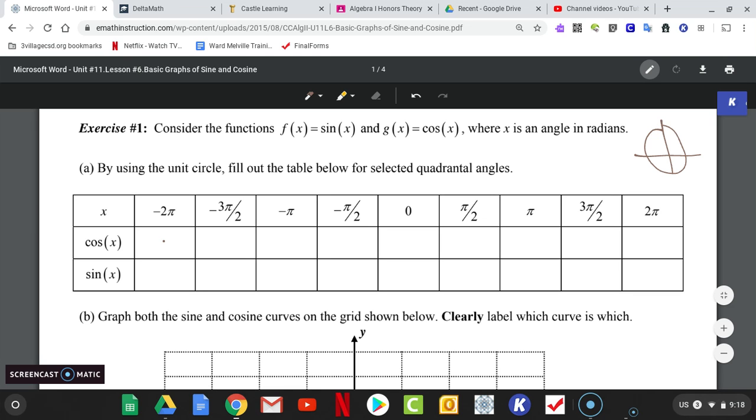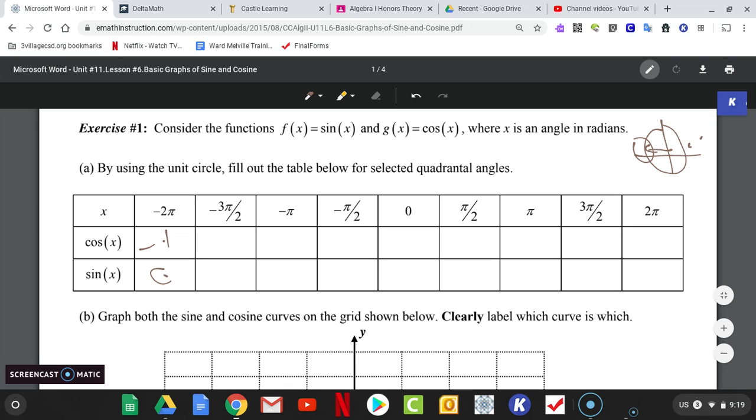What's the cosine of negative 2 pi? Well, where's negative 2 pi? Negative 2 pi is actually over here, because 2 pi is normally over here, right? So negative 2 pi is over here. What's the cosine of that? The x value of that is negative 1. What's the sine of that value? 0.